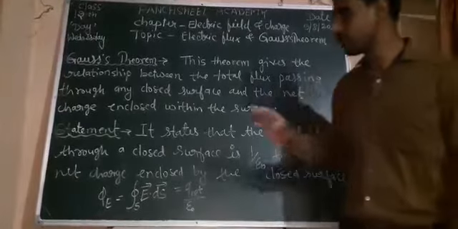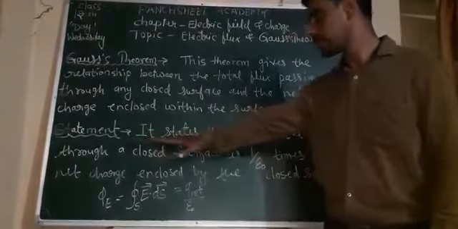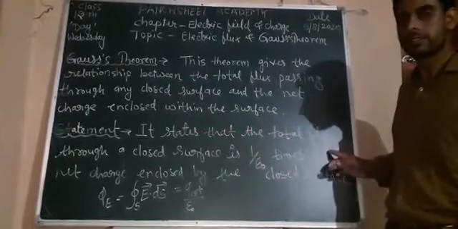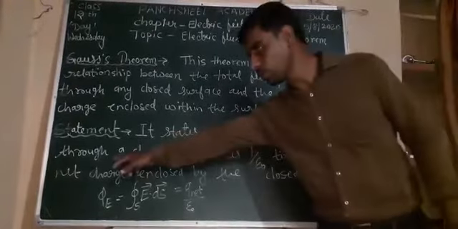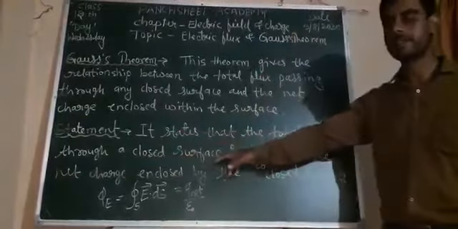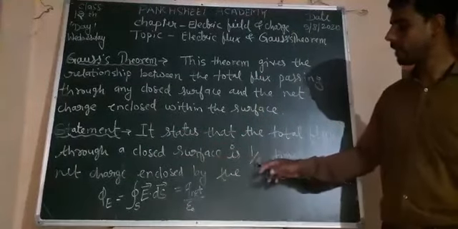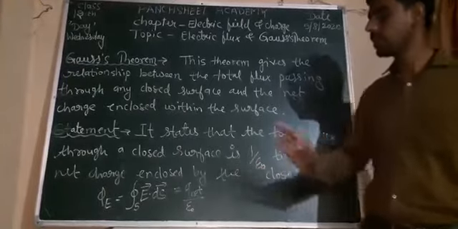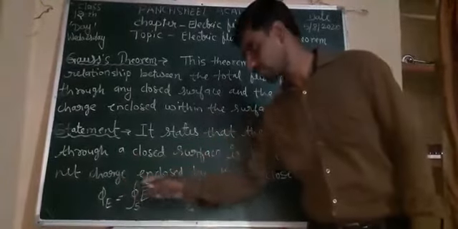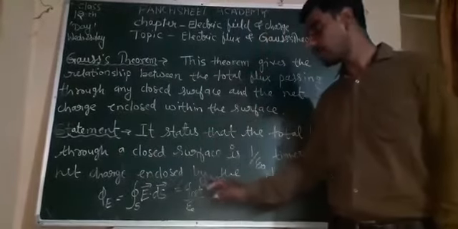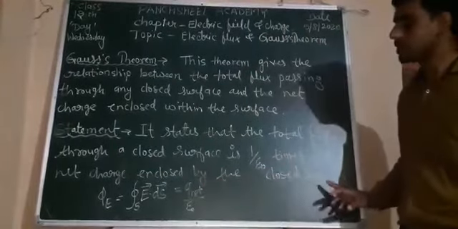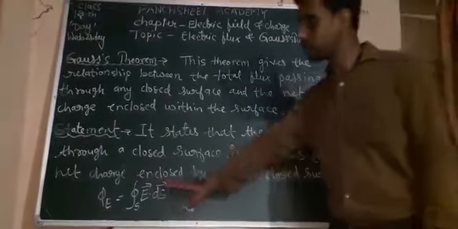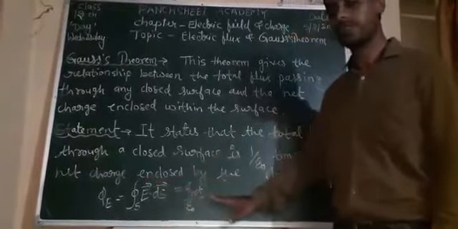The statement is, it states that the total flux through a closed surface is 1 by epsilon naught times the net charge enclosed by the closed surface. Please see the mathematical statement. This is the mathematical statement.